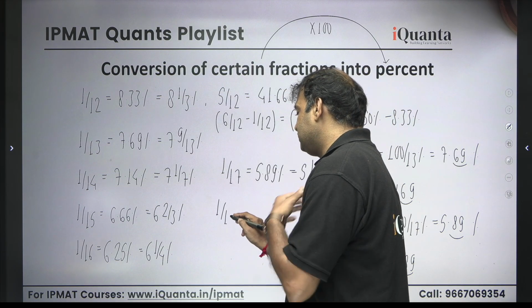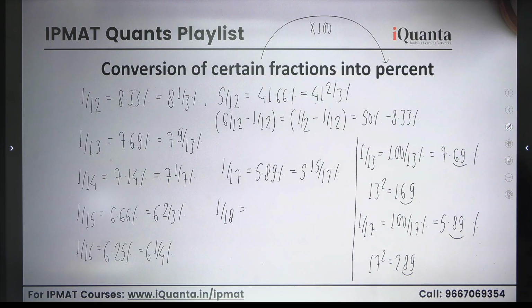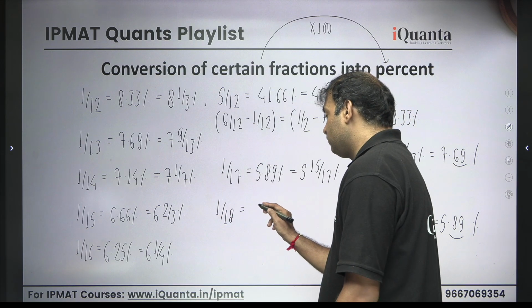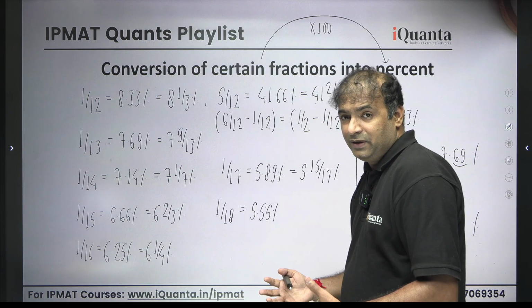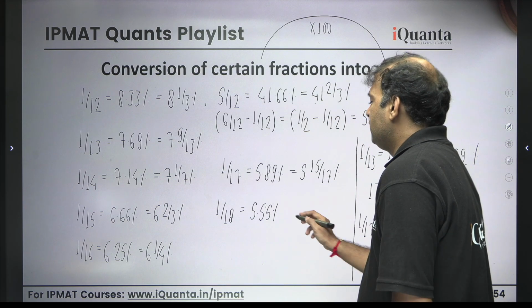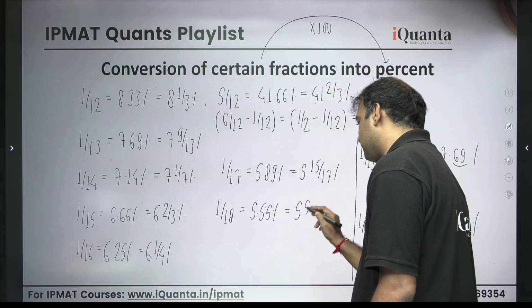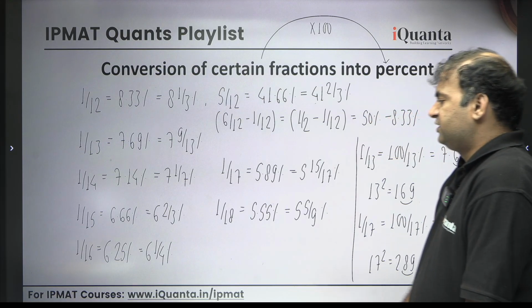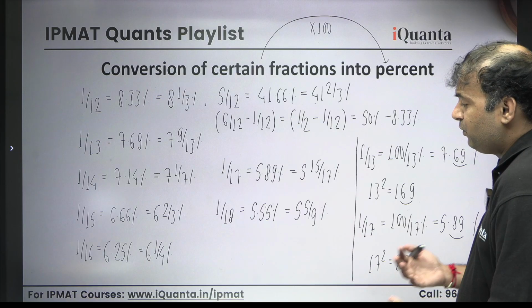It's 1 by 18, we can say that this is nothing but half of 1 by 9. 1 by 9 is 11.11, which we just learned today. So half of 11.11, you can say approximately 5.55. It's not the exact value, it is the approximate value. And once you simplify this, it will be 5 and 5 by 9. Okay, fine guys, so this is how we are able to convert all the important ones.